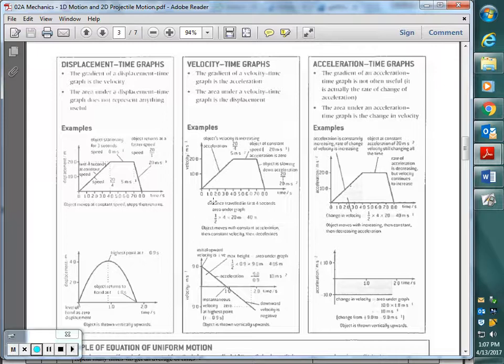So, displacement time graphs. Graphs that show where you are at a certain time, okay? The slope on a displacement time graph tells you the velocity. Okay? Meaning, straight lines on a displacement time graph are constant velocities, because the slope is constant.